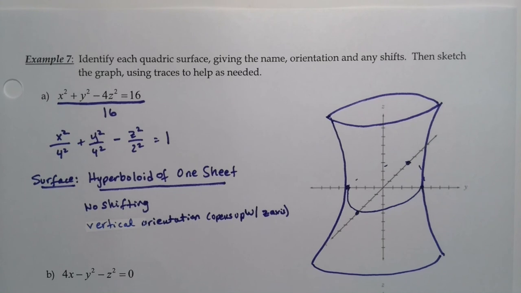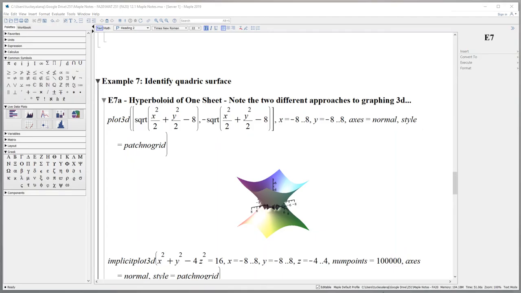Now, of course, we are terrible drawers, so we are going to make Maple do this. Please, goodness, let's make Maple do this. And I want you to notice there's actually a couple ways I could have done this particular one.